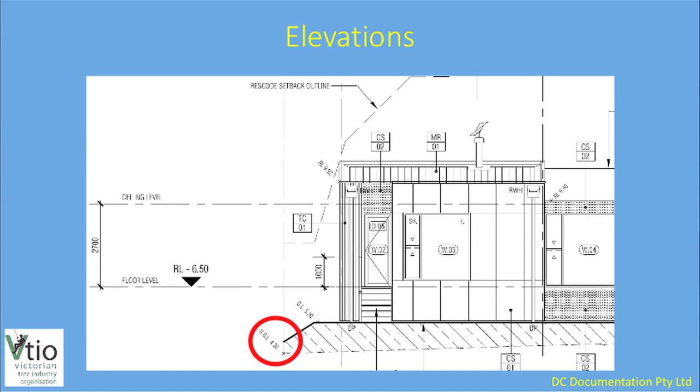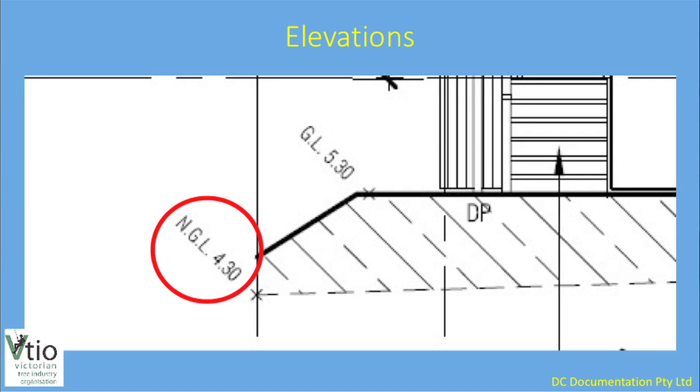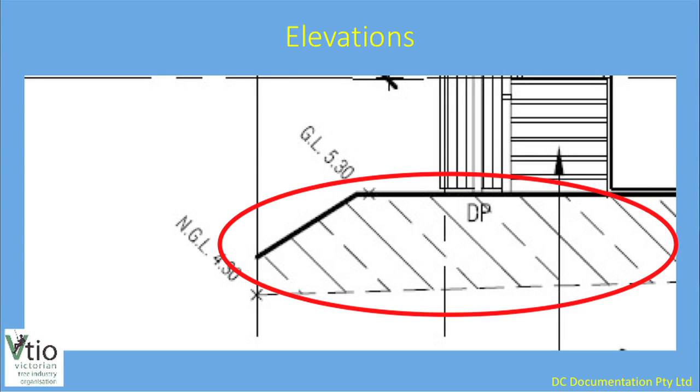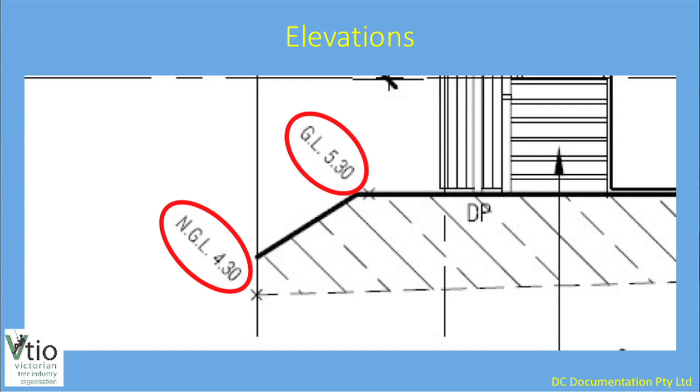So NGL, natural ground level. Down here, yep. That red line there, the red arrow, is our line of natural ground level. Why is that important to know? Because of what's going on above it, which is the proposed ground level. And we can see that the proposed ground level is 5.3 as opposed to the natural ground level of 4.3. So we know that there's a metre of fill in this area here. And as an arborist, that tells us something, and we need to look out for that.